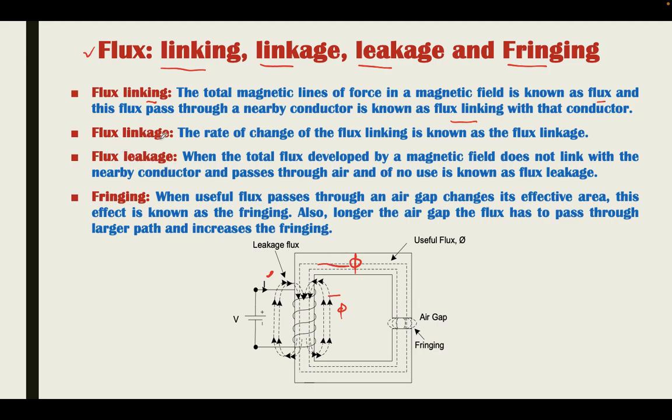Flux linkage here means the rate of change, at what rate the flux is linking with the other circuit. Flux leakage is the part of the flux that does not link with the rest of the circuit, and that becomes leakage within this area only. Fringing here means that when there is an air gap, the magnetic lines of force do not pass straight; they change their path, and the effective length of the path of the magnetic lines of force changes. This increase in the effective length of the magnetic lines of force is known as fringing.